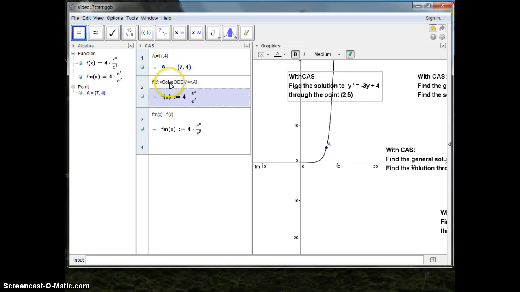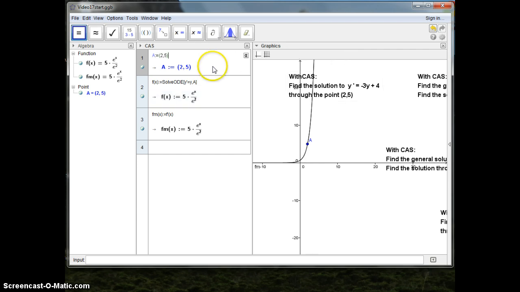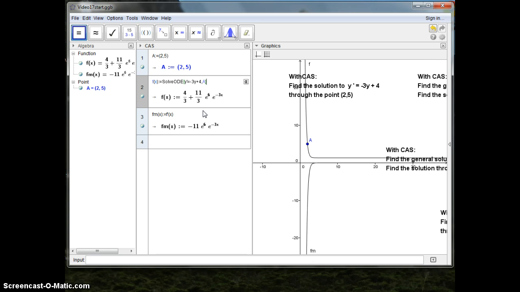But I have a point and I have an equation. So I'll just change my point here: 2, 5. That's it. And I'll change my equation. Now it's y mark equals minus 3y plus 4. That is.